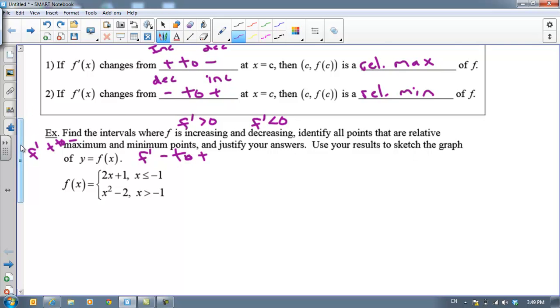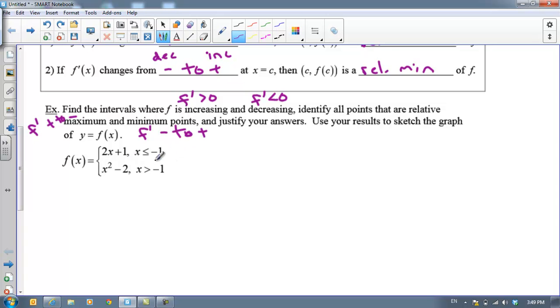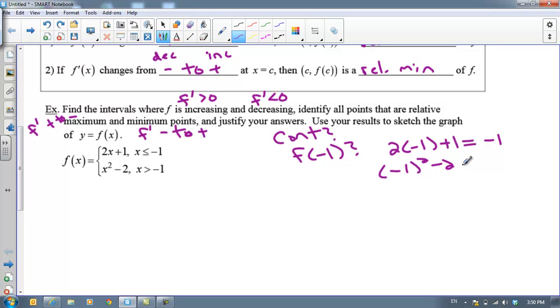Alright, I've got a piecewise function, so I better make sure that this thing is at least continuous. So let's check continuity. Is this thing a continuous function? Let's check f of -1 at this special breakpoint from the left and from the right. We're going to plug in -1 for x and see if they match. From the left I get 2 times -1 plus 1, which is -1. Now from the right, which is using the bottom graph, I get -1 squared minus 2, which is also -1. Okay, so we are continuous.